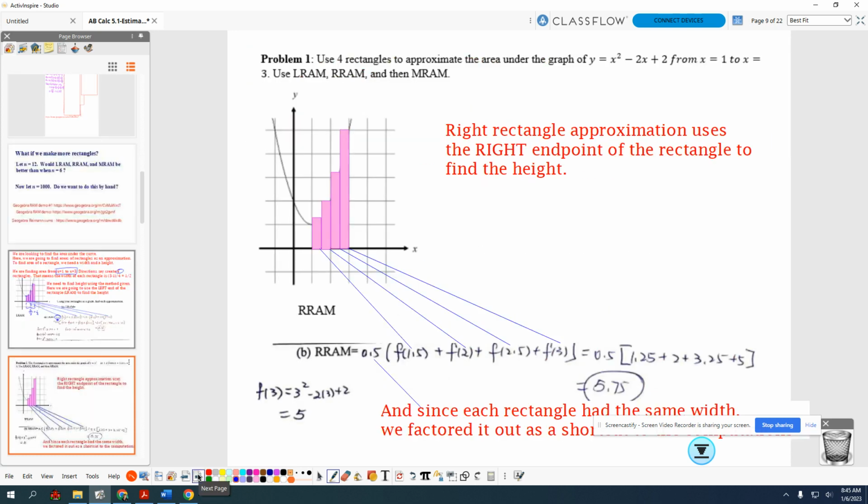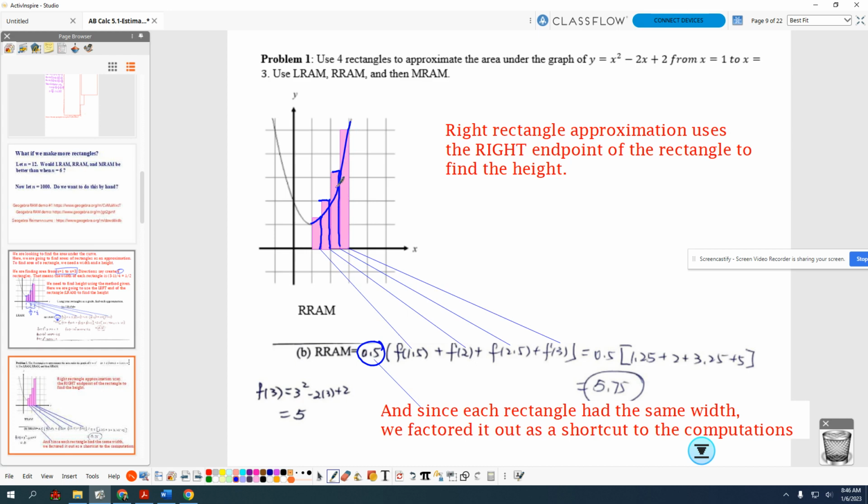Here is the approximation with the right. And again, we've now shortcut entirely. The width of each of these is the same, so I'm going to factor that width out. And then finding the heights using the right endpoint. The curve is underneath here, and we're finding the right side and choosing the height that way.